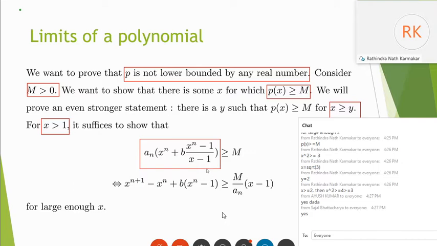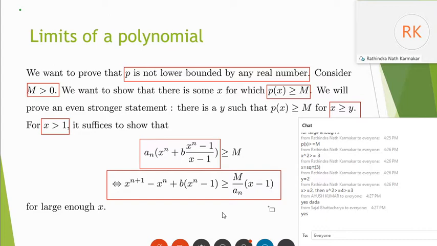So now again we don't like fractions, so let us multiply by x minus 1 on both sides. And these two statements are equivalent because when you multiply x minus 1 on both sides, we are multiplying a positive real number because x is greater than 1 already. So if you multiply out and divide by a_n, what you get is, we want to prove x^(n+1) minus x^n plus b times x^(n-1) is greater than or equal to m by a_n times x minus 1. We want to prove this for large enough x.